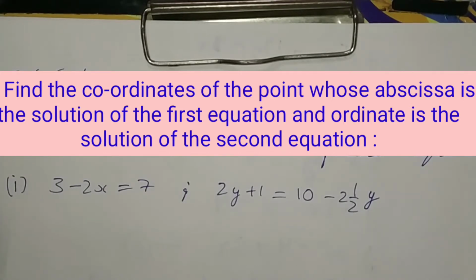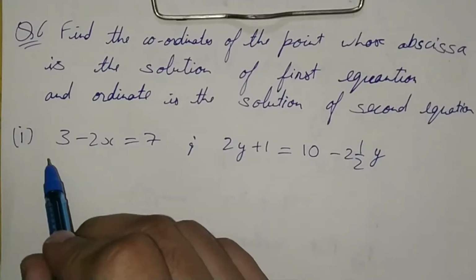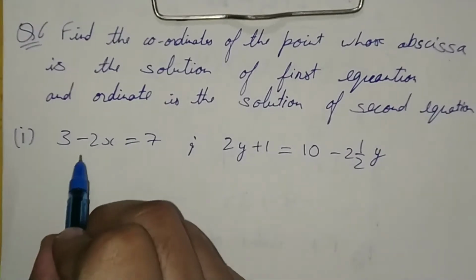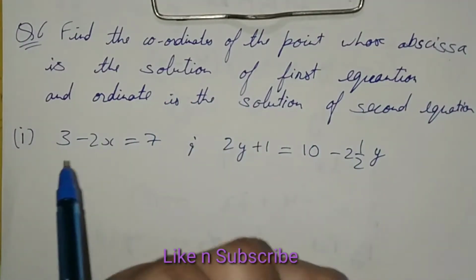So this is the 6th question. Find the coordinates of the point whose abscissa is the solution of the first equation and ordinate is the solution of the second equation. So there are 3 parts. In every part there are 2 equations. This is your first equation, this is your second. The abscissa is the solution of the first equation.